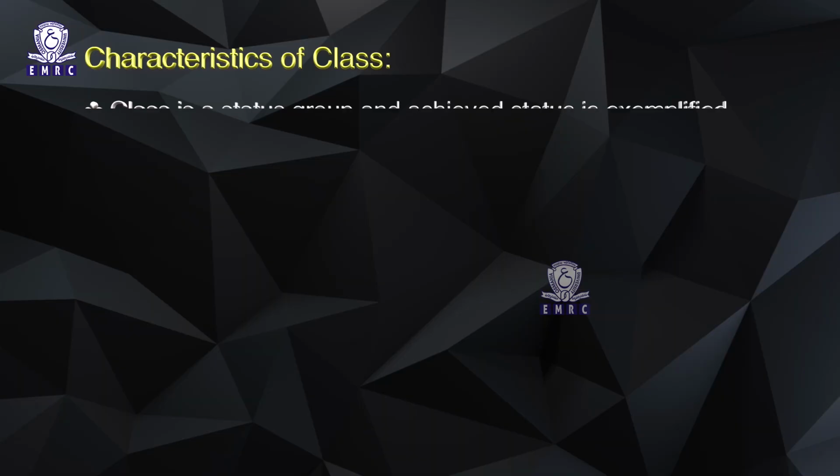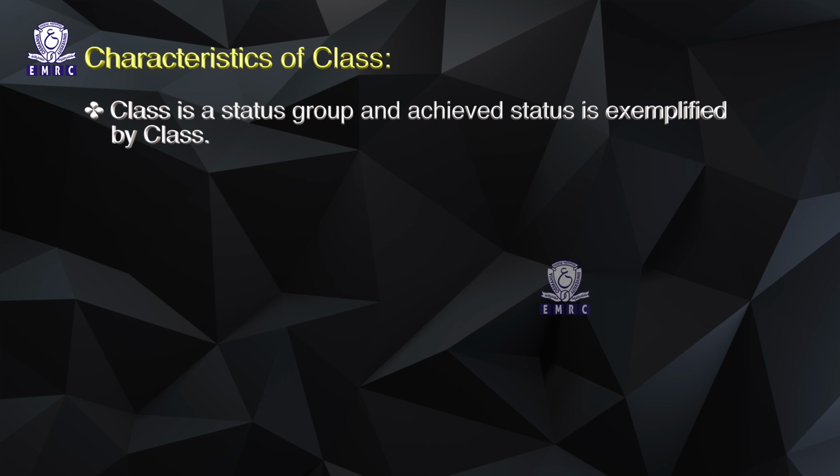Let us now discuss the characteristics of class. Class is a status group, and achieved status is exemplified by class. Class system is universal in nature. There are different modes of feeling associated with class. Feeling of equality in relation to the members of one's own class, feeling of inferiority in relation to those who occupy higher status, feeling of superiority in relation to those who occupy lower status. These feelings develop class consciousness.